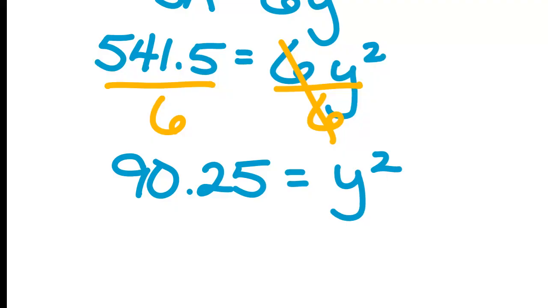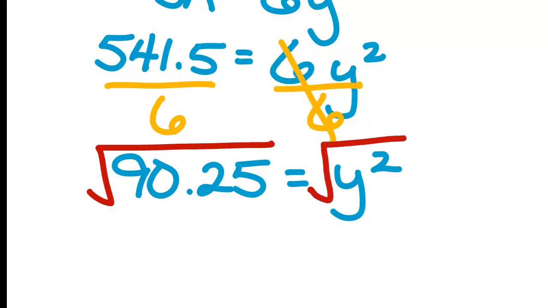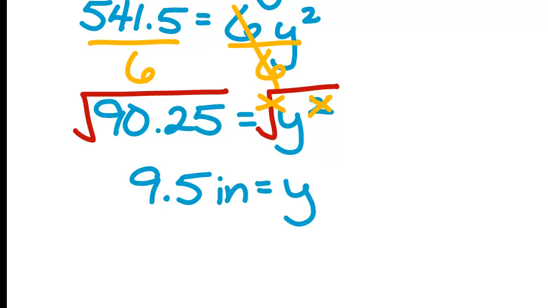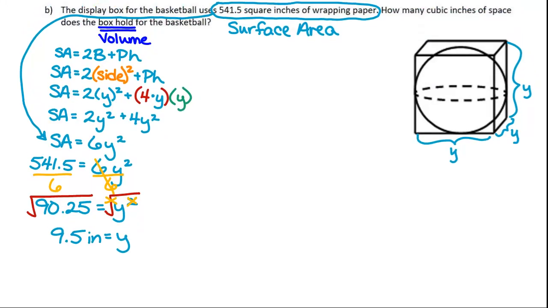What do I do now? Square root. And if you do it to one side, got to do it to the other side. The squared and the square root cancel out on the right. We get what? 9.5. 9.5 what? Inches. 9.5 inches. So over here where I had the Y's written, I can replace those with 9.5.